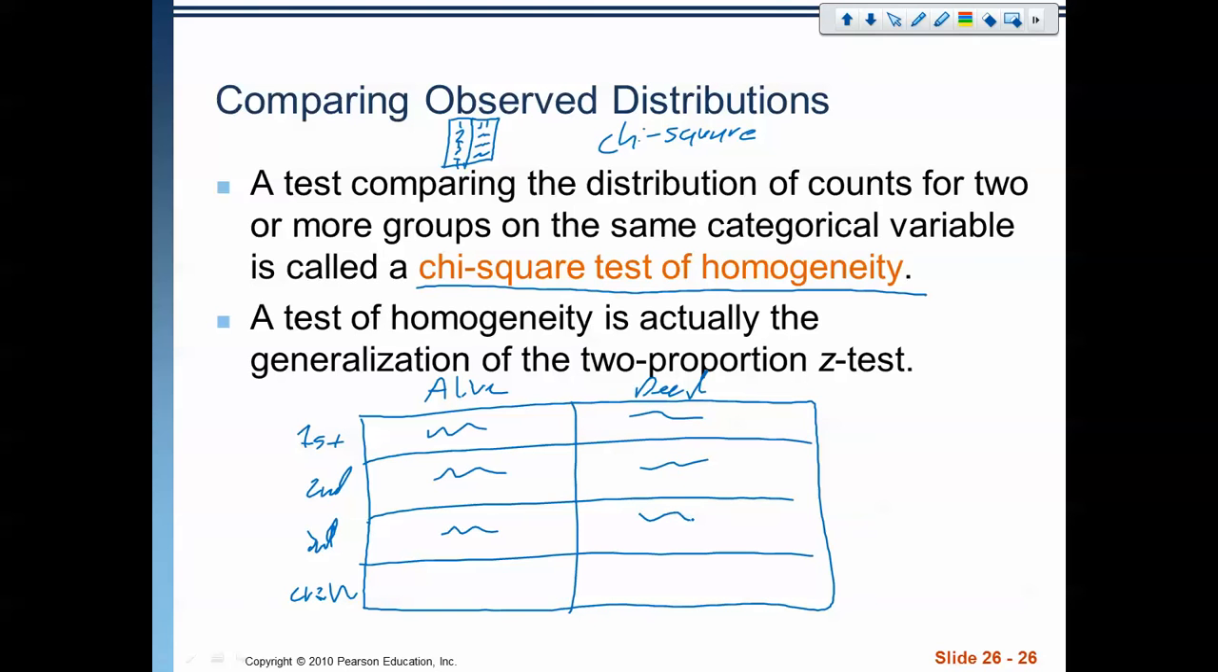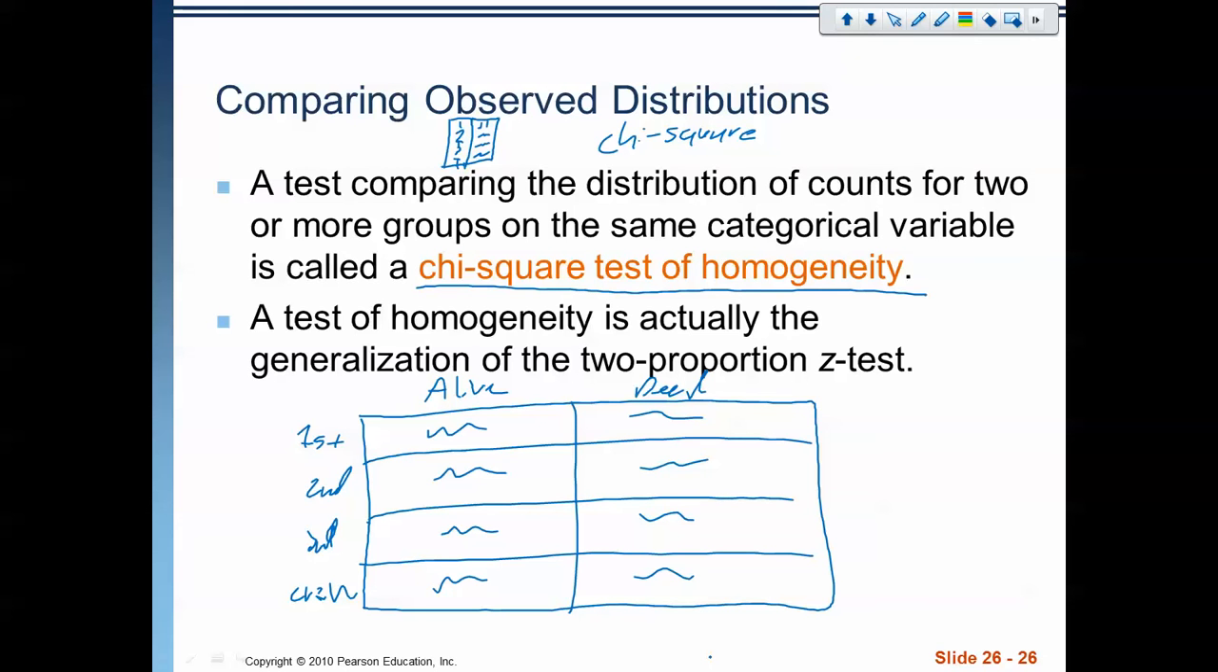This was the number of people that were in first class that lived, first class that died, second class that lived, second class that died, etc. We can do a test to determine if these two groups are homogeneous, meaning the same, right? Or we can do a test to find out if these four groups, these row groups, are the same. They're going to be the same test. It's called the chi-square test of homogeneity.